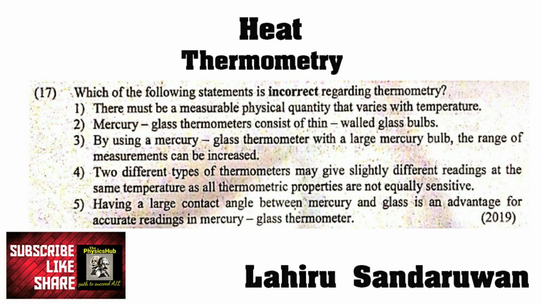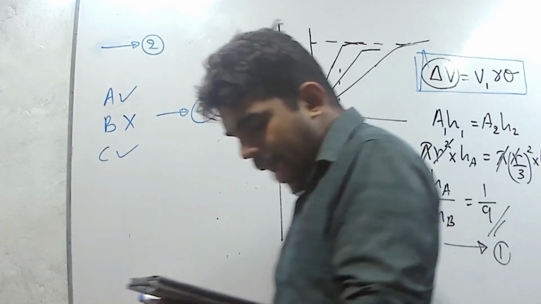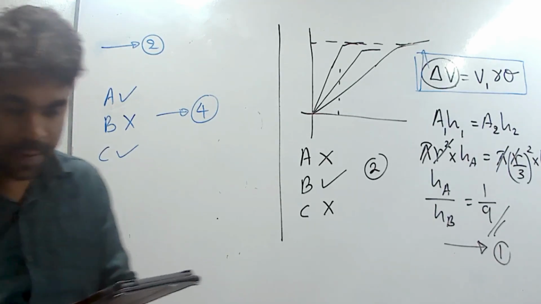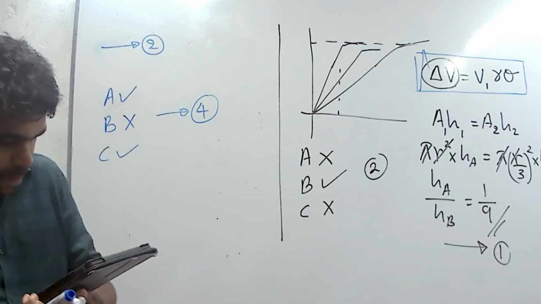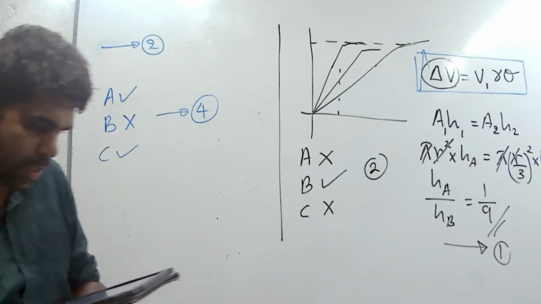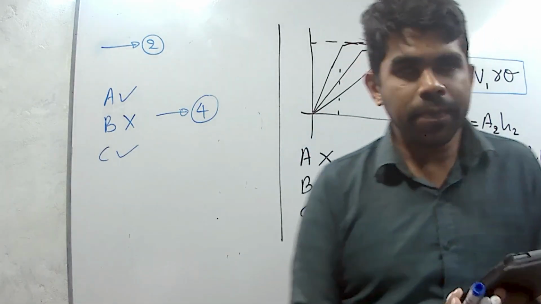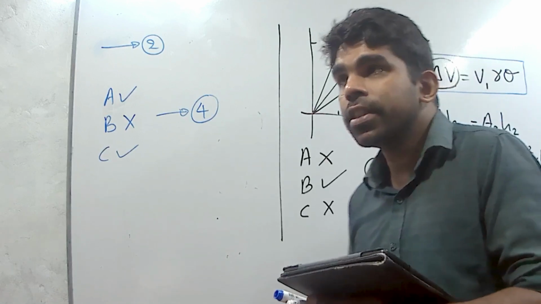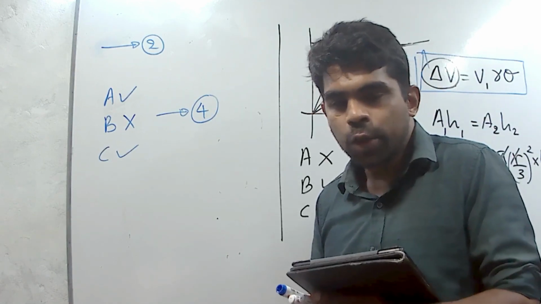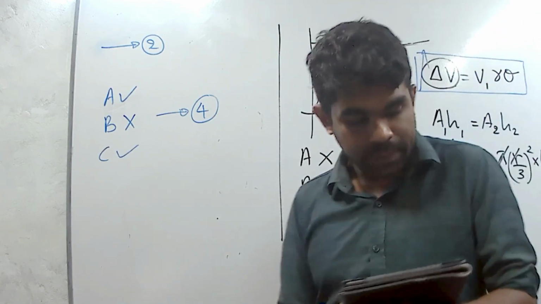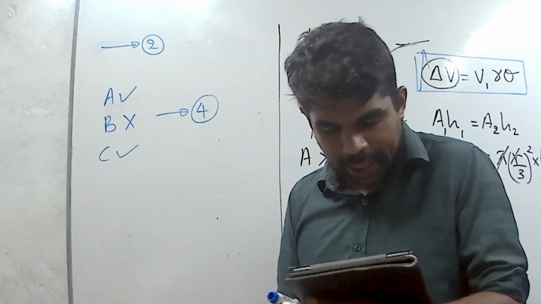Which of the following statement is incorrect regarding thermometry? 1. There must be a measurable physical quantity that varies with temperature. Yes, it is correct. Then B, 2. Mercury gas thermometers consist of a thin walled glass bulb. Yes, if there is a high thickness for a glass bulb, we can't get readings immediately. It is depending to the response time and accuracy. Therefore, statement 2 is correct.